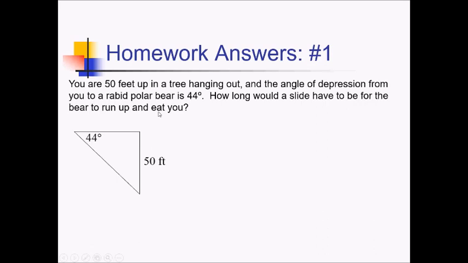How long will the slide have to be? Well, we said the slide was the hypotenuse, so that's a distance of x feet. And to figure that out, let's see what sides of the triangle we're dealing with. The 50 feet, that's across from the angle, so that's the opposite side. X is the hypotenuse. Opposite, hypotenuse, that's the SO part of SOHCAHTOA. So we're using sine of theta equals opposite over hypotenuse. So we can write sine of 44 equals opposite side of 50 over hypotenuse of x.